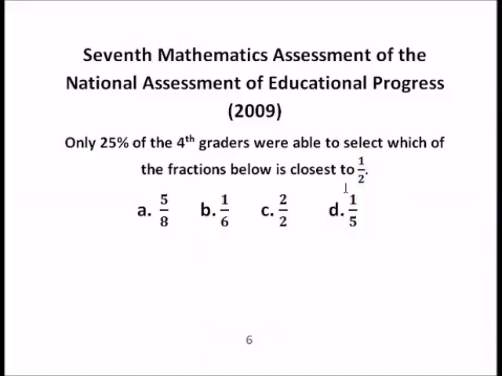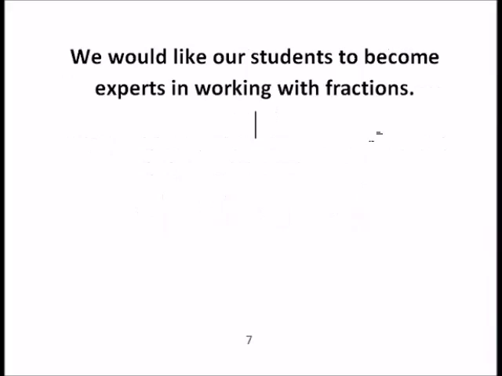Now notice that they could have eliminated 2/2 because that's 1, and they could have eliminated 1/5 and 1/6 because they're very small. So if nothing else, using elimination, they should have gotten 5/8. And yet, only 1/4 of the students were able to do that, which means that when teachers work with fractions, very often students have no idea what we're talking about.